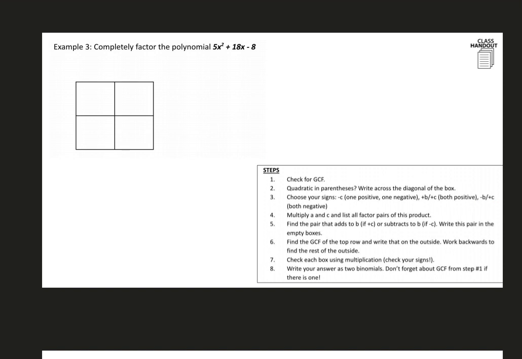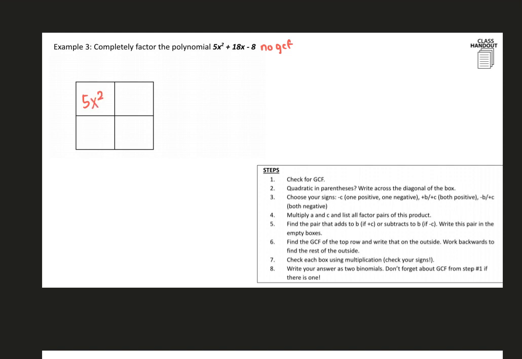All right, here's one last example for the notes. So here I have my polynomial, 5x squared plus 18x minus 8. And then looking at my terms, let's see, my smallest number is 5, and the only factors of 5 are 1 and 5. And I know that 5 does not go into 18 or 8, which tells me that there's no GCF. Which means we're going to check if it's a quadratic, and if it is, that means we're going to be able to try and factor it more.